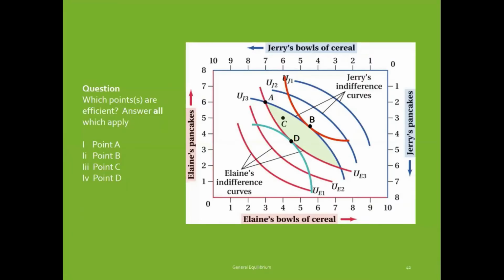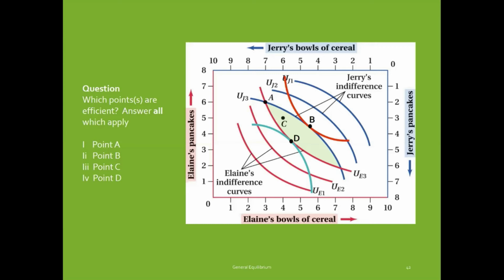Now let me ask you this question. So again, I'm going to do this pause the video thing. After I ask the question, I'm going to ask you to pause it, think about it, and when you're done thinking about it, unpause the video. The question is, which of the points are exchange efficient according to this Edgeworth box diagram? Point A, point C, point B, or point D? And remember that you can answer more than one answer.